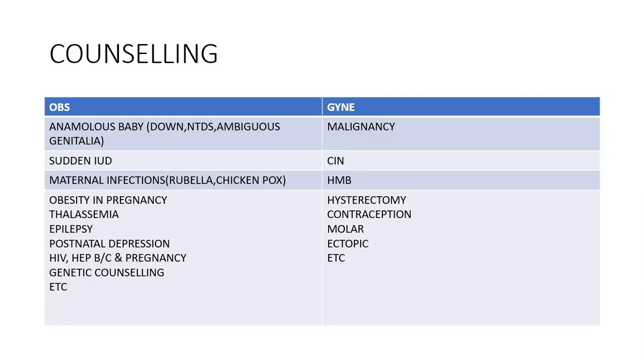It can be regarding sudden intrauterine death, maternal infections. The mother has been suffering from rubella or chickenpox and she is worried regarding her baby's outcome. So there will be a counseling session regarding that. Pre-pregnancy counseling of obesity in pregnancy, pre-pregnancy counseling of thalassemia in pregnancy, is very, very important. Epilepsy in pregnancy, postnatal depression, HIV, hepatitis B and C and its neonatal outcome in pregnancy, genetic counseling and pre-implantation genetic diagnosis, PGD, is important. So these are the obs counseling stations so far, and many more can come.